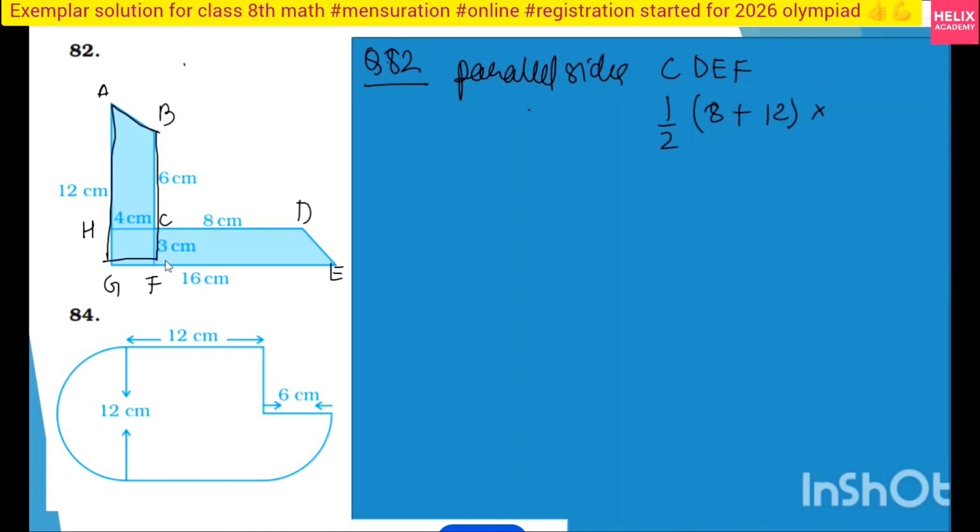Height will be how much? This one, that is 3. So what will be the answer? Half of 20 into 3, that is 10. So it will be 30. Now the next trapezium is this, ABFG trapezium.